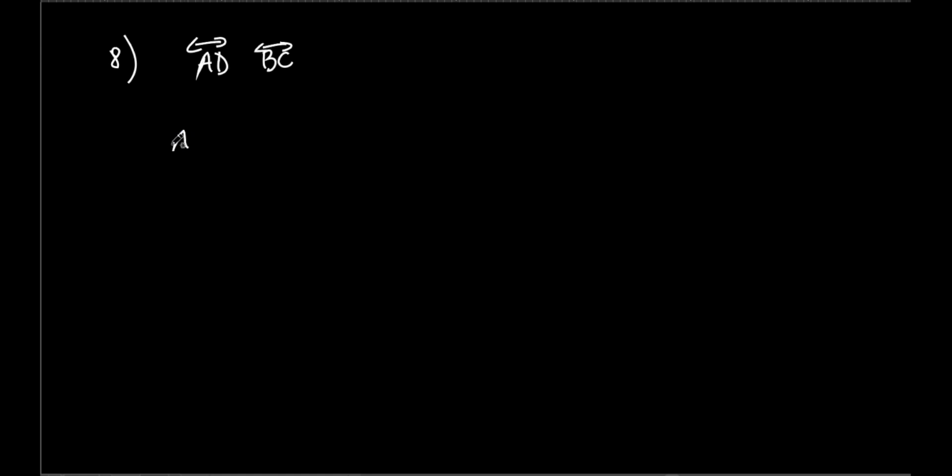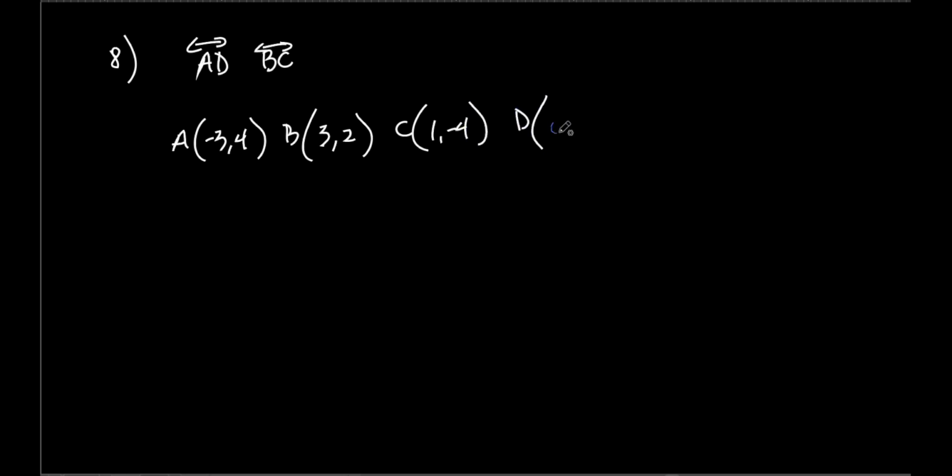So A is, I don't know, let's just make something up, -3, 4. B, we'll say is 3, 2. C, we'll say is 1, -4. And then D, let's say it's 0, 3. Okay, this is what they give you. I couldn't figure all that stuff out on my own. That's what they give you on the test.